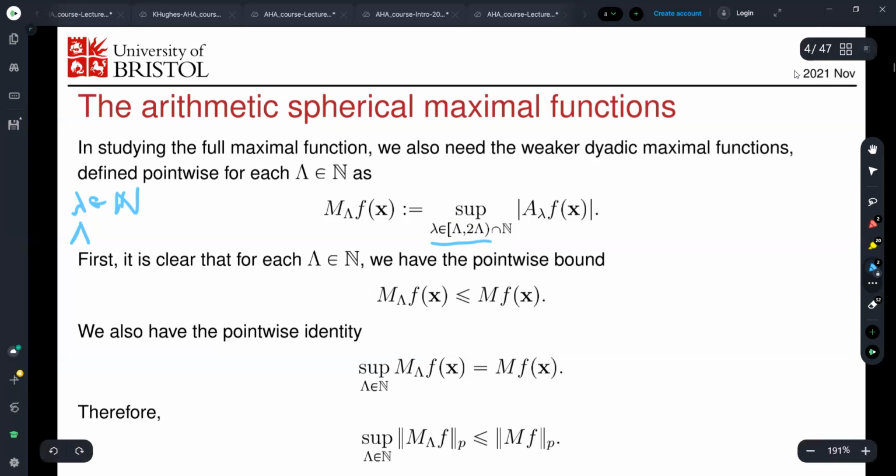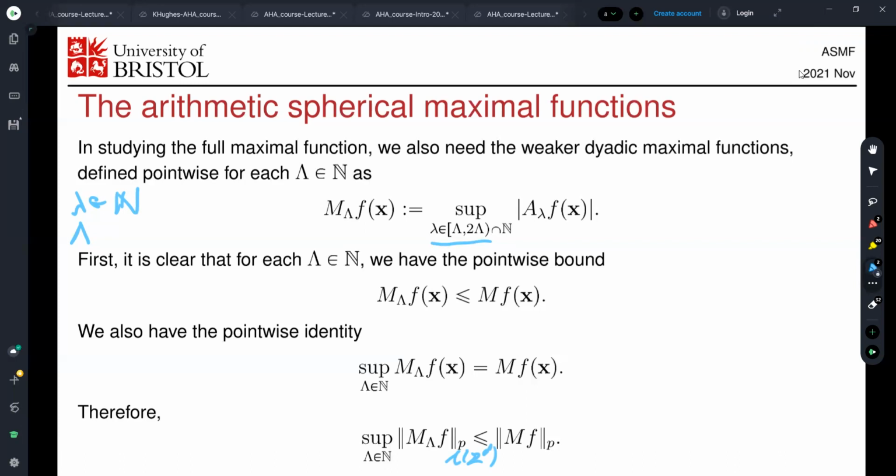But we also have an identity, and that is if I took the supremum over all the scales simultaneously, all these big Lambdas, of each of the dyadic maximal functions pointwise, then I would recover the full maximal function. What this tells us is that if we look at LP norms, and I should have written this as little LP of Z^d, we can bound the LP norms of the dyadic maximal functions by the LP norm of the maximal function. And if you look at the supremum over all the possible dyadic ones, the LP norms of the dyadic maximal functions are still bounded by the LP norm of the maximal function.